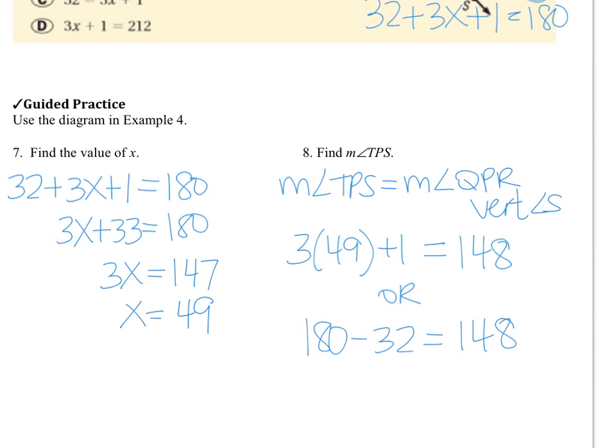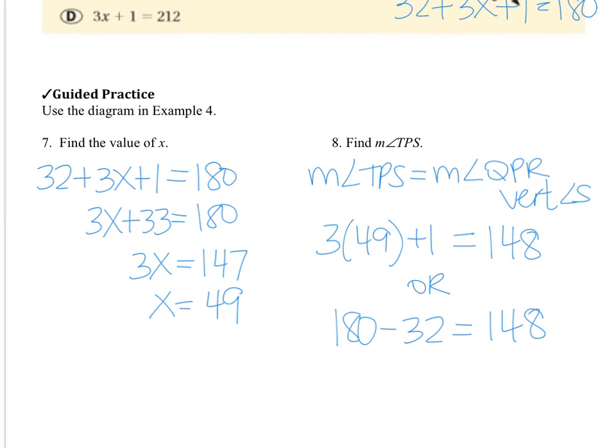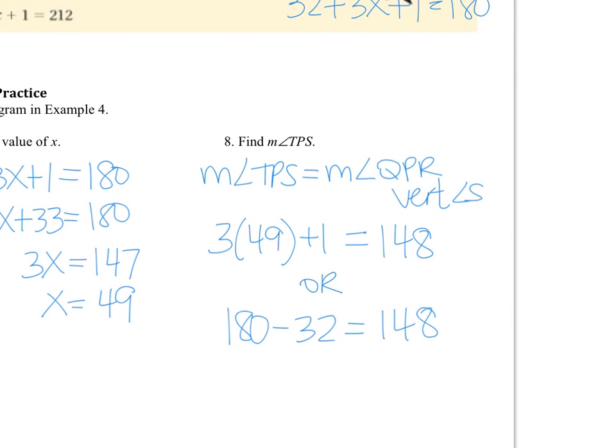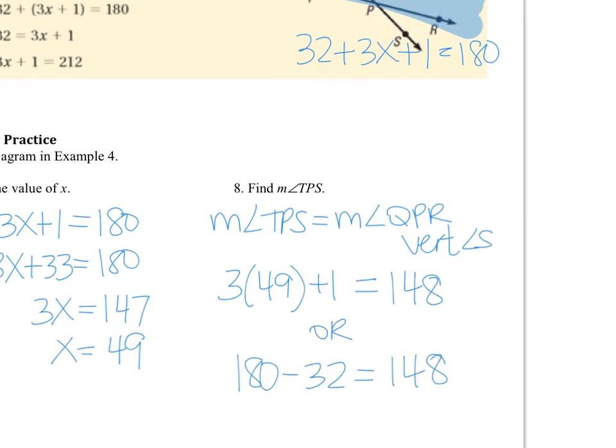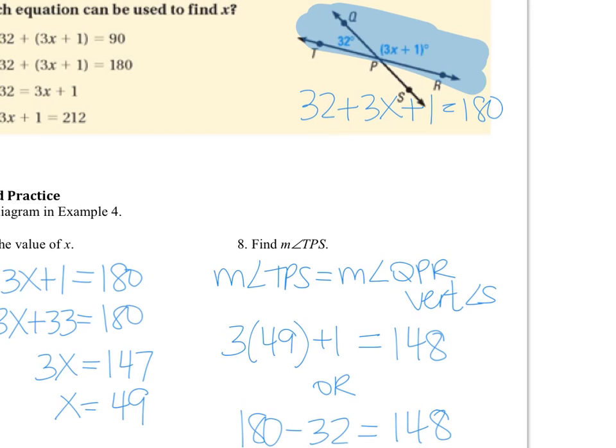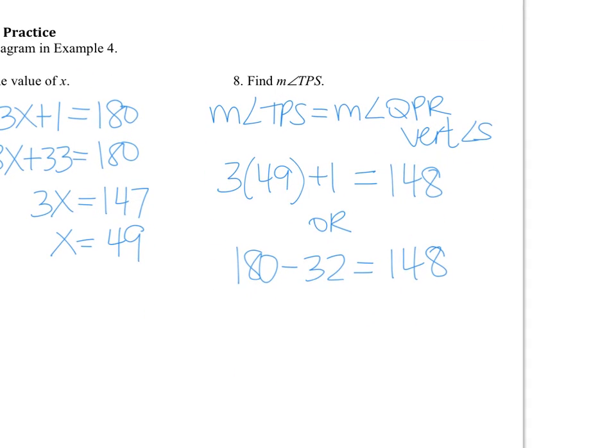Okay, hopefully you followed along. I just solved for x in number 7 from the equation that we decided on in the prior problem. And then for number 8, you could state that it's vertical angles with QPR. So that would be substituting in 49 for x. Or you may have noticed that TPS is a linear pair with 32, in which case you take 180 minus 32. And that's the end of day 2.